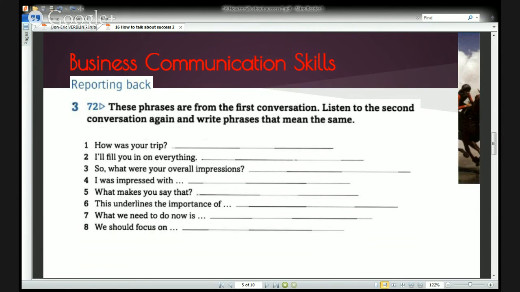So, once again, those 8 expressions were, how did it go? I'll bring you up to date. Give me an overview. I was pleasantly surprised. Tell me more. This highlights the need to. I think the next step is. And finally, we need to concentrate particularly on doing X, Y, or Z. Those are key expressions I want you to use explicitly in the speaking activity that we're going to do. Okay, but we're not done yet.